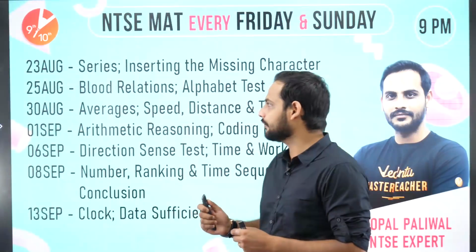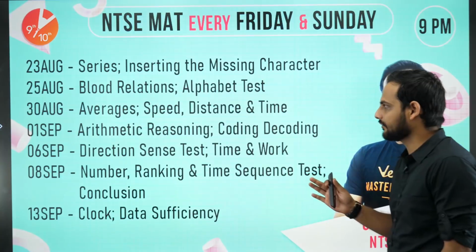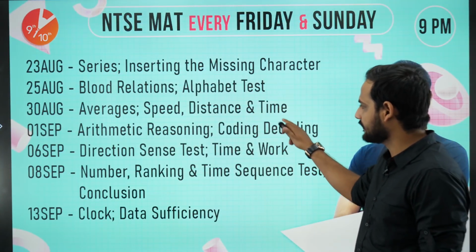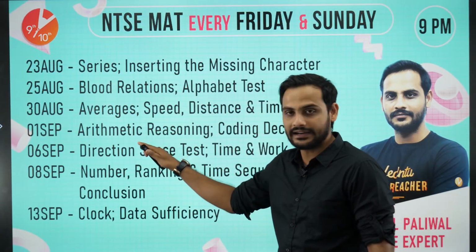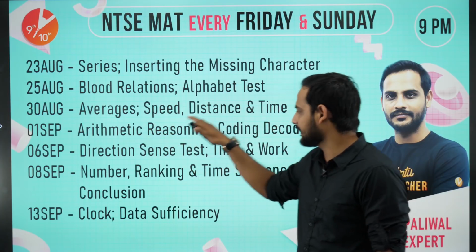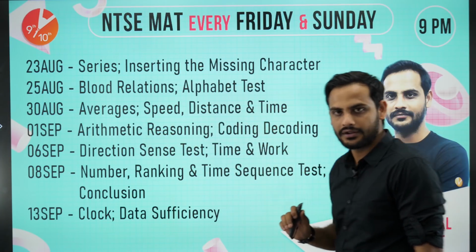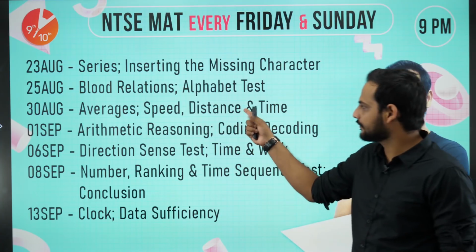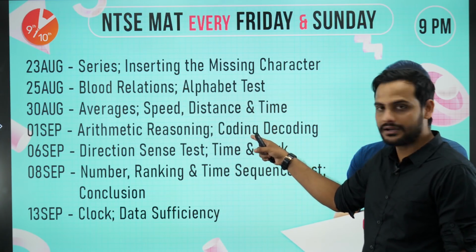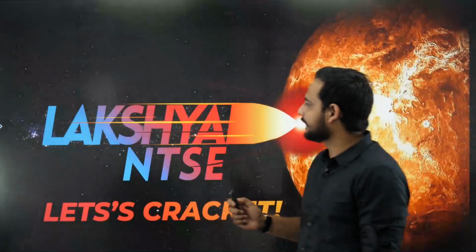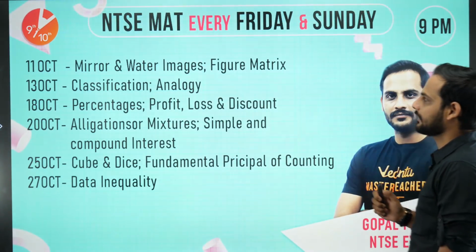So today this is your timetable, right? Today we'll be talking about average speed, distance and time, and on Sunday we'll be talking about arithmetic reasoning, coding, decoding. Okay, so this will be our today's topic and this will be our Sunday's topic, right? Then this is the timetable as follows.